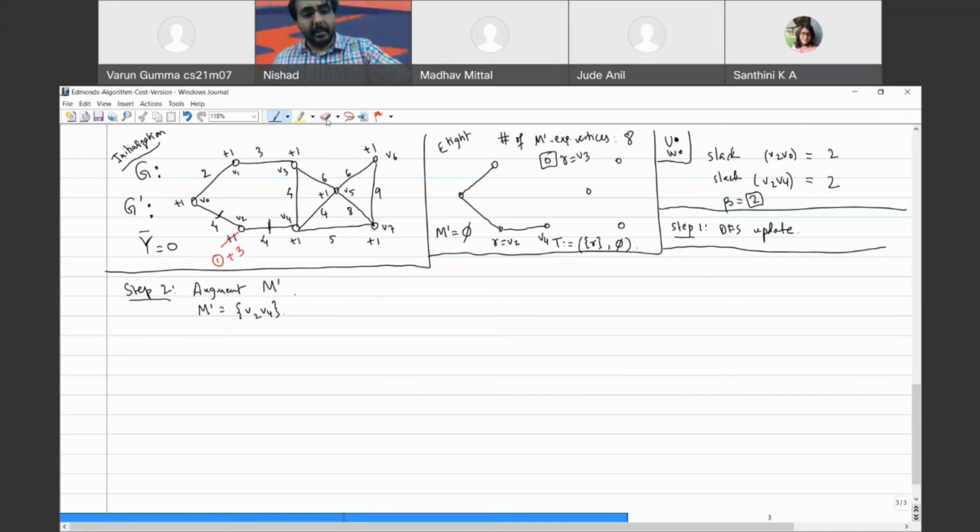And let me remove the earlier root. And the tree is the same. It is again a single vertex tree with no edges. So what are all the changes happening here? We are resetting the tree to be r equal to v3, single vertex, and no edges.